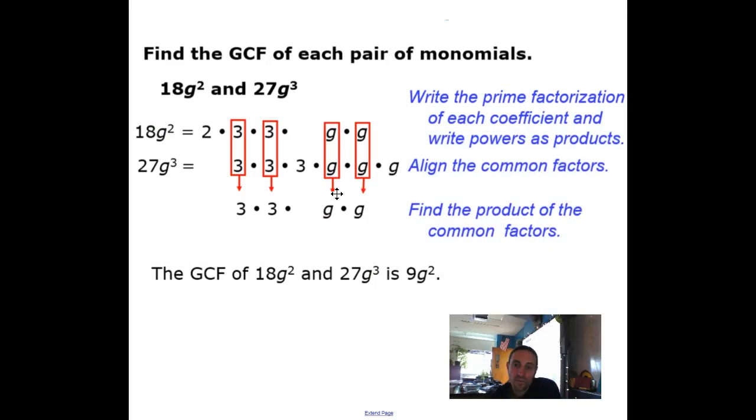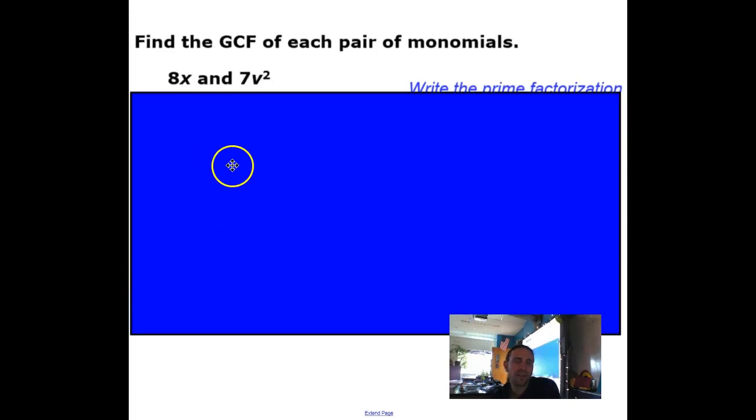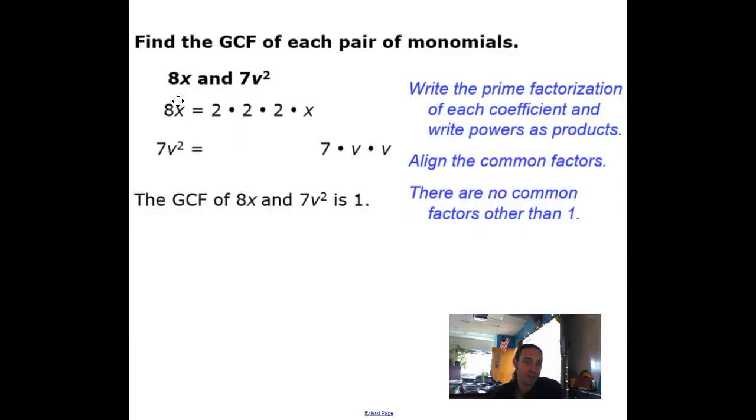Welcome back. What'd you come up with? Well, here I've got 18 is 2 times 3 times 3. 27 is 3 times 3 times 3. So I've got a pair of 3's, which is a 9. And I've got a pair of g's, which is g squared. So the greatest common factor is 9g squared. All right, what do you think of this one? Do these things have anything in common? Right, yep, that's right. The greatest common factor of these two is 1.